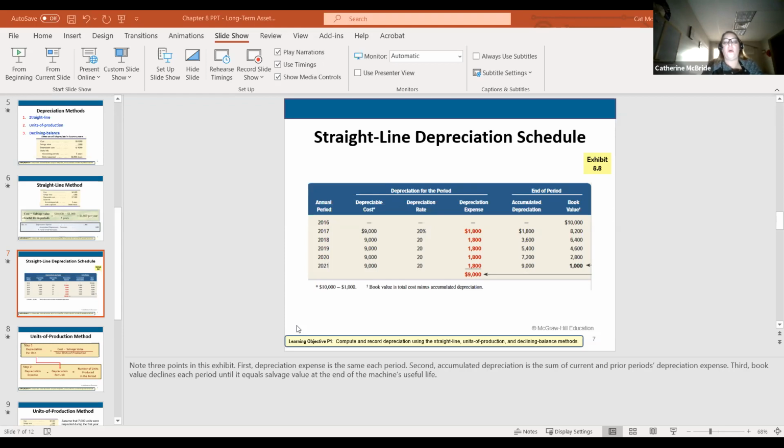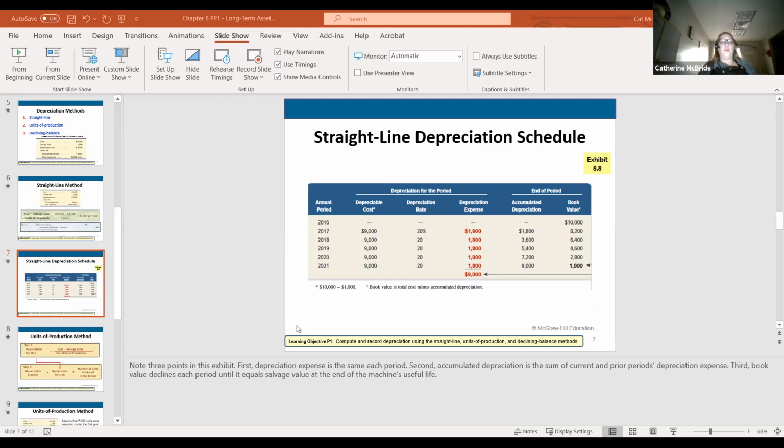Ramirez Company installs a computerized manufacturing machine in its factory at the beginning of the year, and it cost $45,900. It has a useful life of 10 years, and a $6,000 salvage value. The units don't matter yet. We'll use those in a minute.